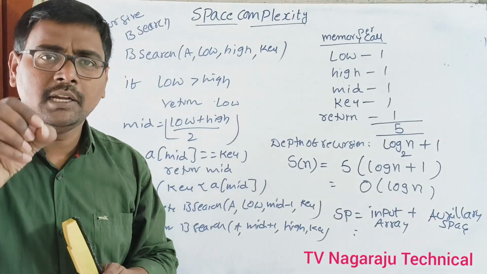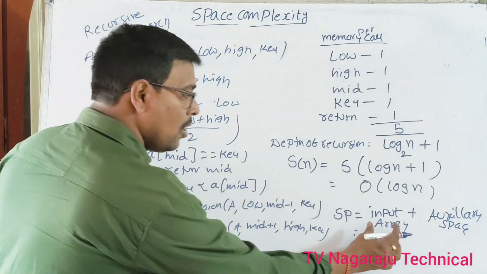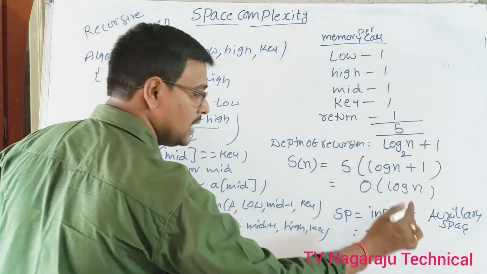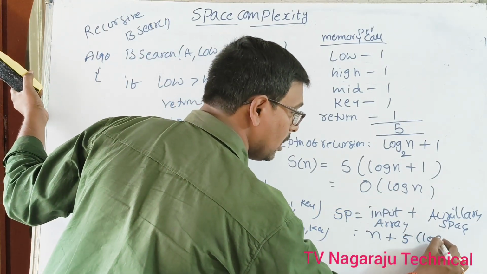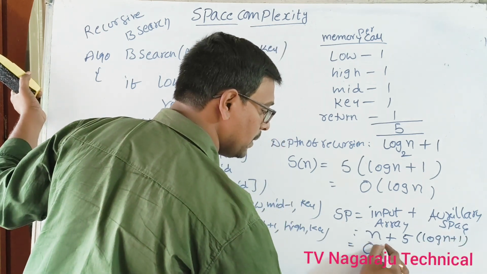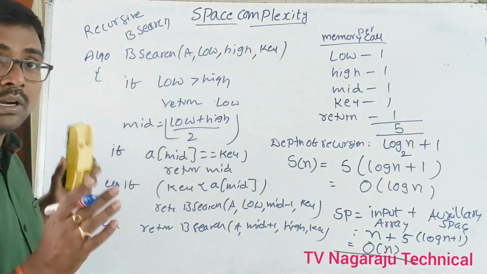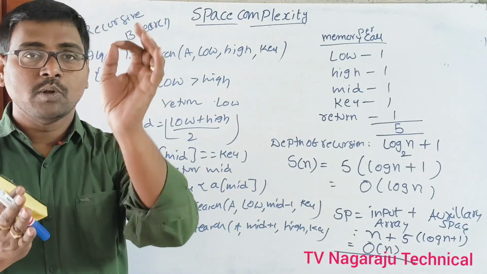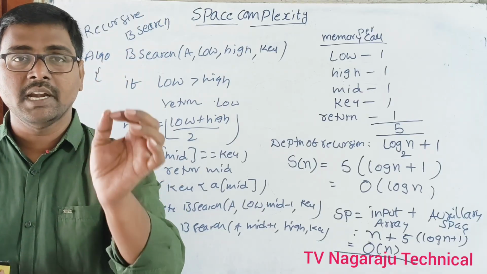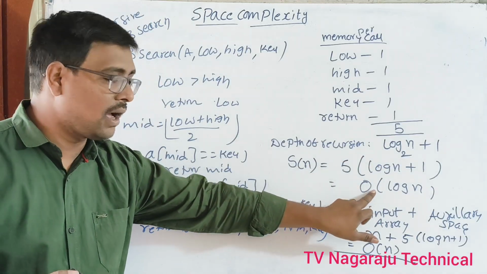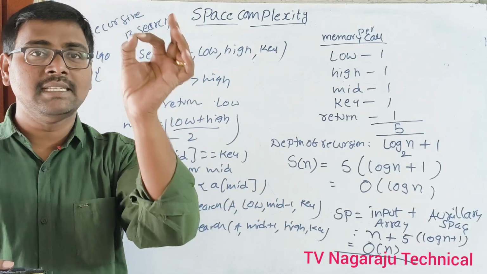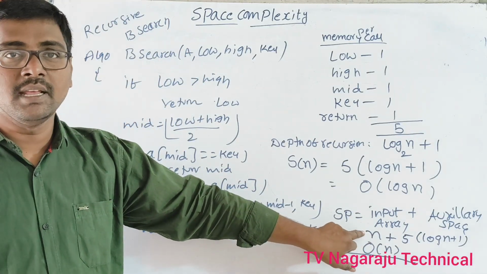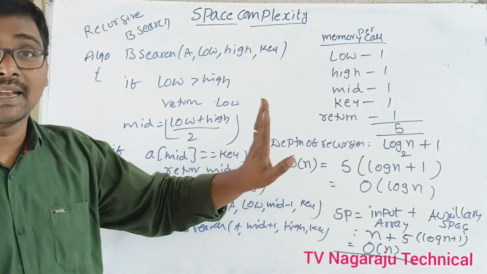If we consider the complete space including the input array, what is the input array A? It contains n elements, so n plus 5 times (log n plus 1). Now the space complexity is big O of n. But don't confuse which one is the answer, big O of n or big O of log n. General practice says space complexity is represented with auxiliary space, big O of log n. If you clearly mention to consider the input array also, then we consider the input array. Otherwise, big O of log n is the answer.